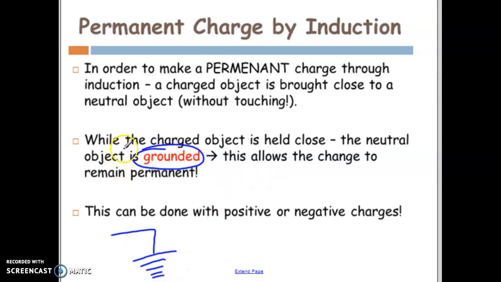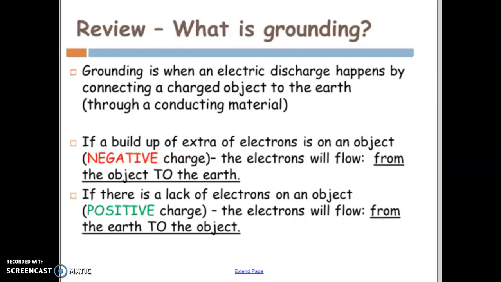What ends up happening is while the charged object is held close, the neutral object is grounded, which allows for electrons to either move in or move out of the ground. So you can do this with positive or negative charges. Let's take a look to see what happens.